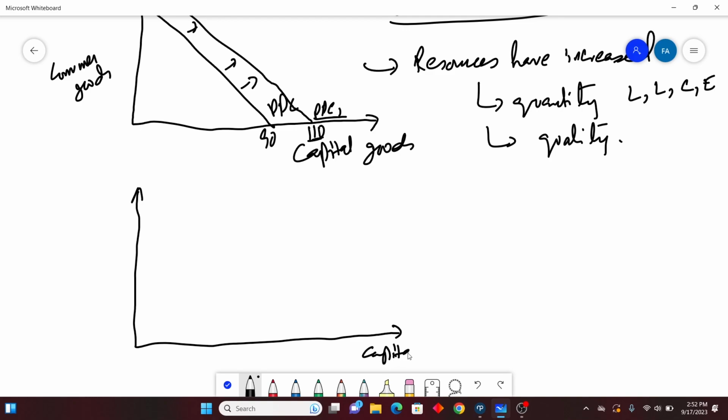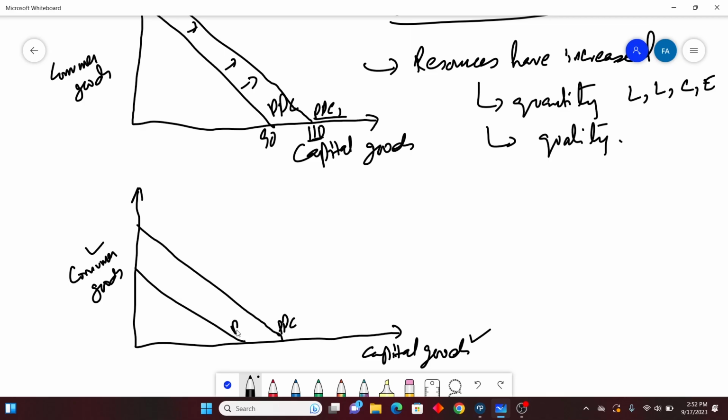Capital goods are there. Consumer goods are there. Now I make a diagram of PPC. Now this time I'll show a decrease. Always remember labeling is very important. You should write this. You should write this. The arrows should be there. The name PPC should be there.